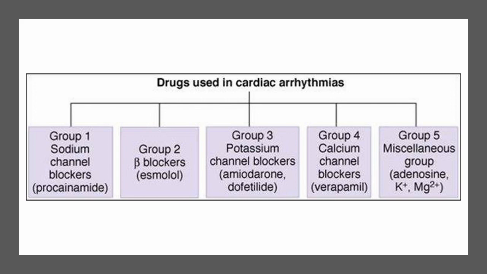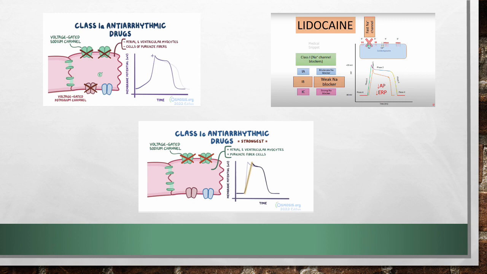Those are our general overview for our antidysrhythmic drugs. Now we are going to delve into our Class 1 antiarrhythmic drugs. They're also broken down into Class 1A, 1B, and 1C. Starting with 1A, our prototype drug is quinidine, or Quinidex.